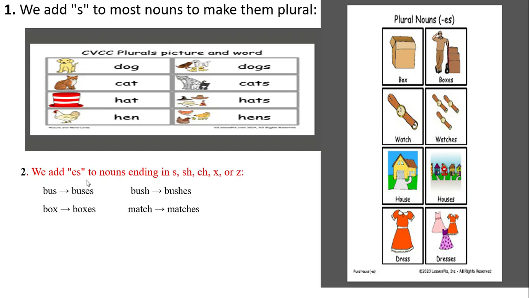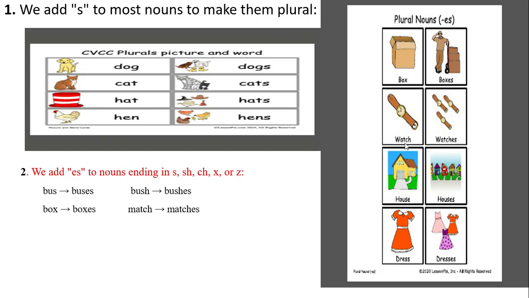Now we add es to nouns ending in s, sh, ch, x, or z. It means when any noun ends with such a letter like s, sh, ch, x, or z, then we have to add es to make them plural. For example, bus, buses, box, boxes, match, matches.